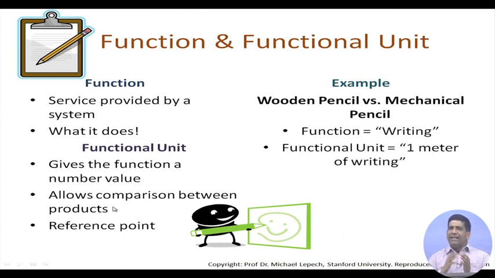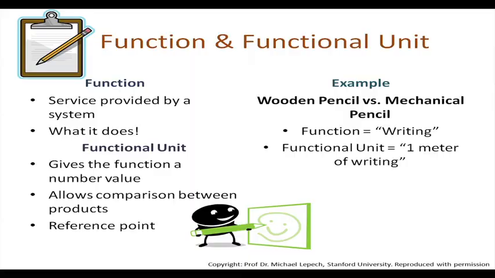So all these LCI data, that life cycle inventory data that you will collect, has to be collected based on a certain basis. So here we can say 1 meter of writing using either mechanical pencil versus wooden pencil. So for example, wooden pencil, they last for say 10,000 meters of writing. So whatever is the environmental impact for 10,000 meters of writing for that one particular wooden pencil, we can scale it down to 1 meter of writing.